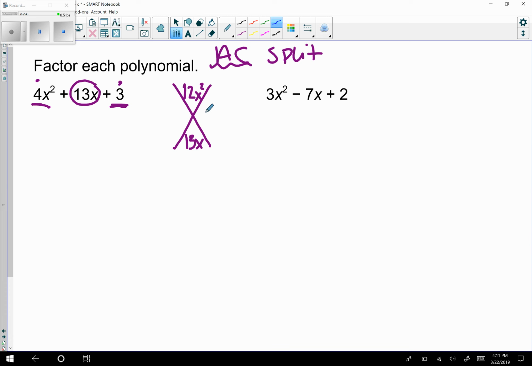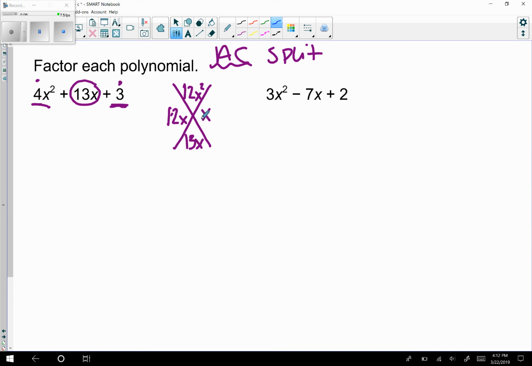Okay, so let's think about this. Factors of 12, you've got 1 and 12, you've got 2 and 6, and you have 3 and 4. In my mind, the only way that you're going to be able to come up with 12 is having 12x and having x.